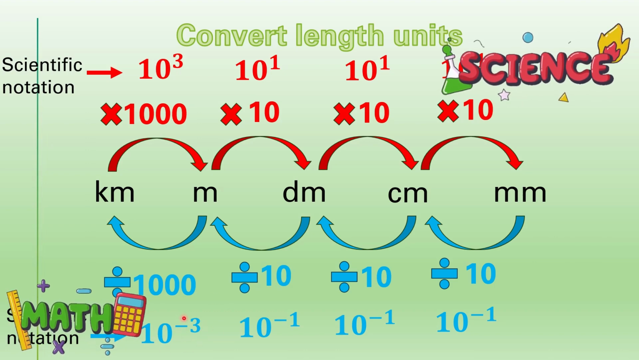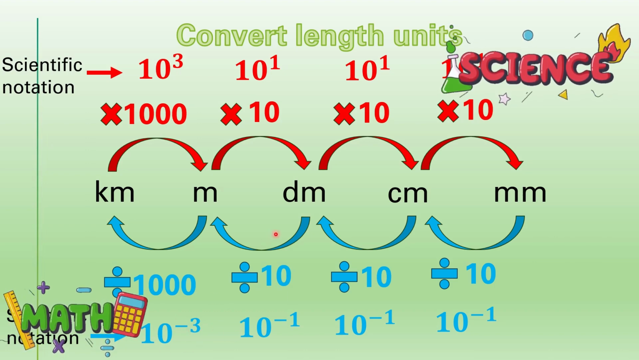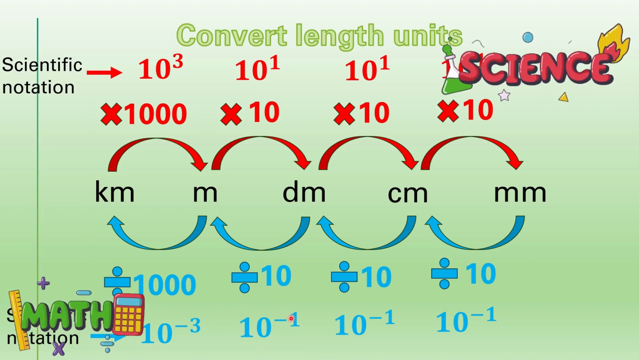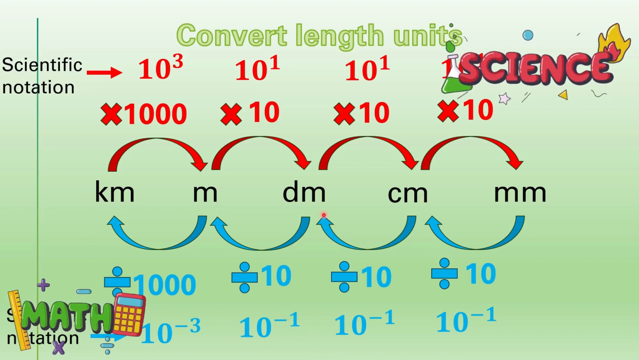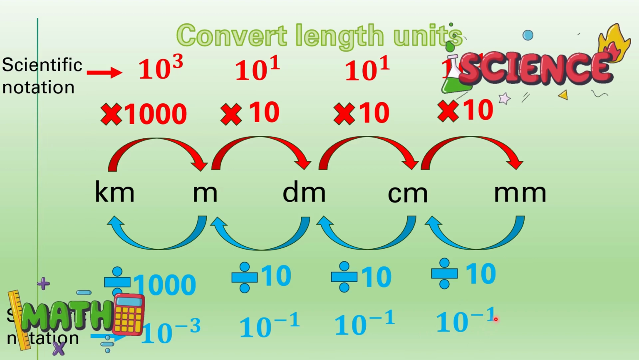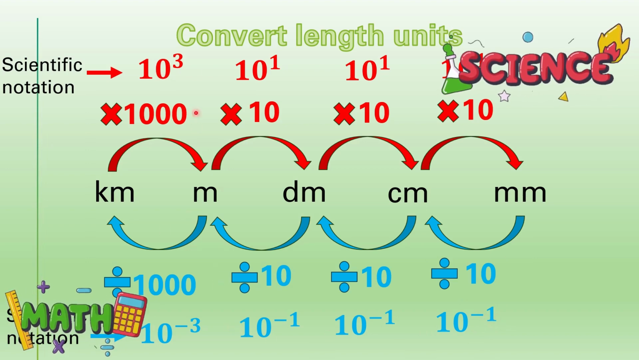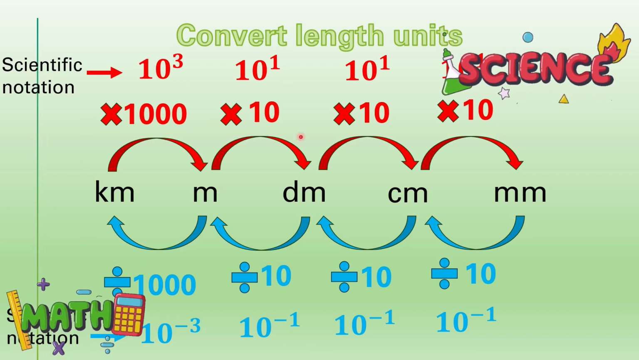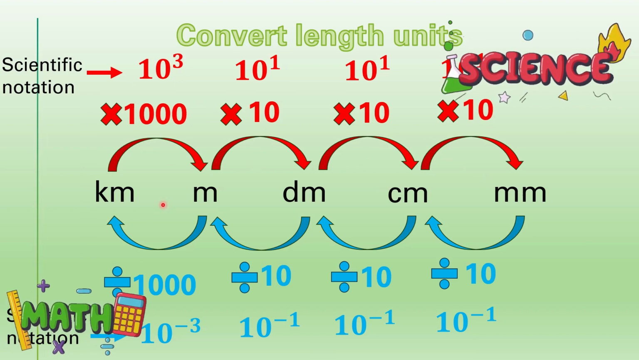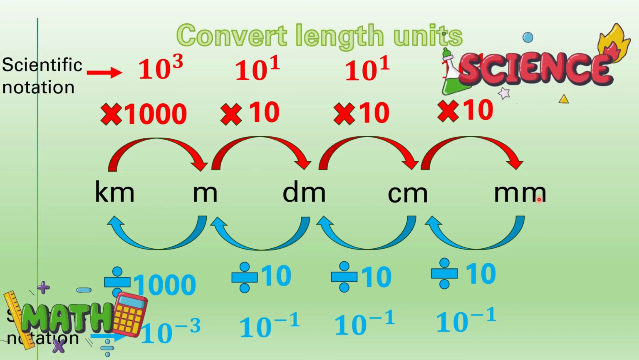So in this case you have minus. Then when you're going from decimeter to meter, it will be 10 on the power minus 1. Then from centimeter to decimeter, 10 on the power of minus 1. Then from millimeter to centimeter, 10 on the power of minus 1. Which is meaning, if you notice, only for kilometer you have 1000 and the rest of them they have 10 between each other.